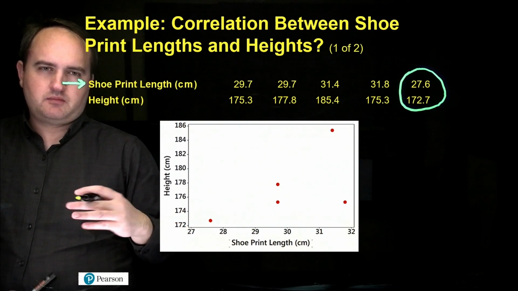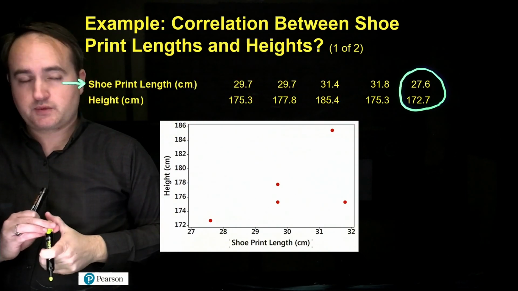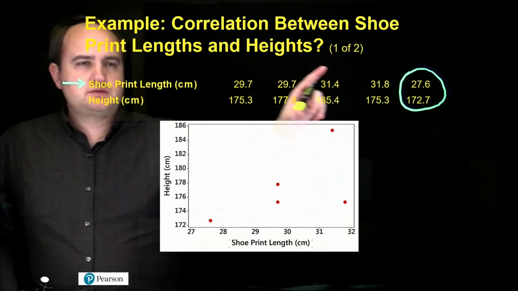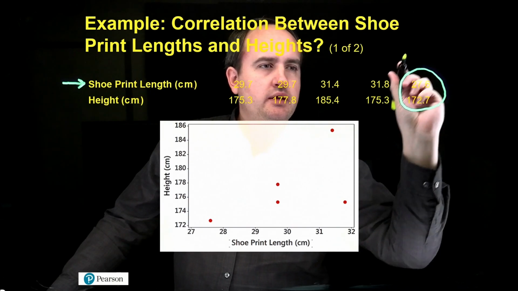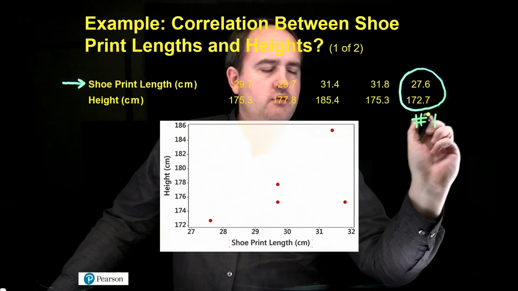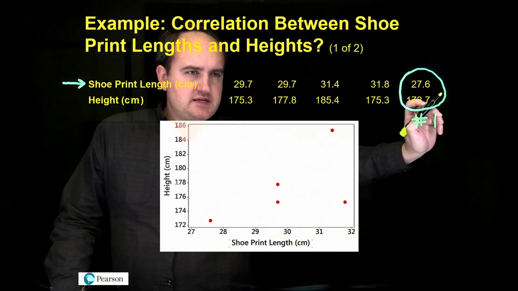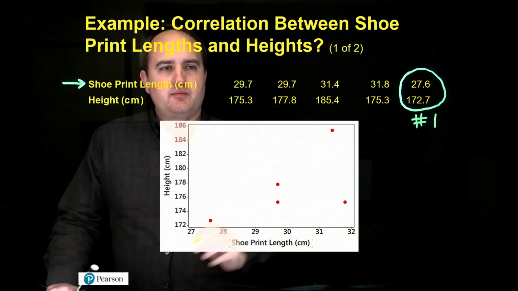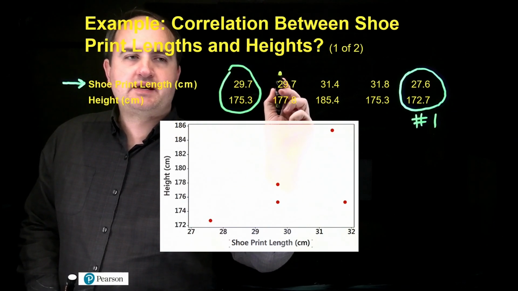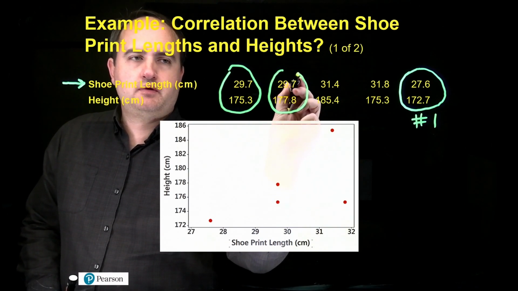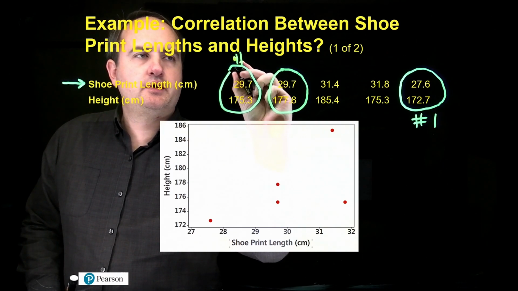So you can either just completely rewrite this whole table with everything in order, which is what some people do, or you can number these. So another way of doing it is to number them. So because this is the smallest x value, this would be number 1, okay, and so forth. So the next smallest x value after 27.6 would be these two values, 29.7, 29.7. So those are going to be number 2 and number 3.